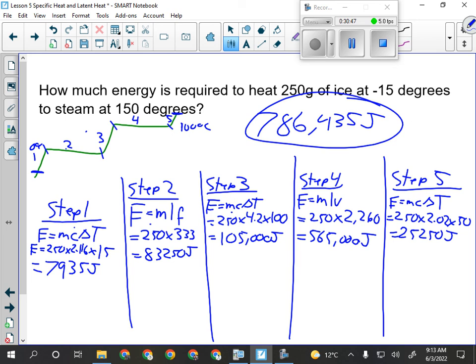565,000 of which were to evaporate the water. So that vaporization phase represents a huge amount of energy. That's why latent heat is such a good way of transferring large amounts of energy on a global scale. All right. Questions on how that heating curve works?